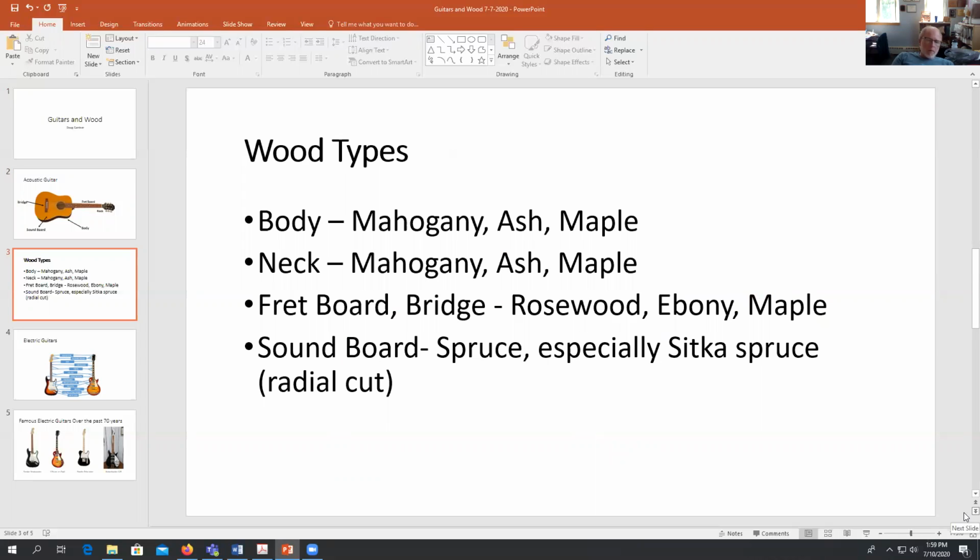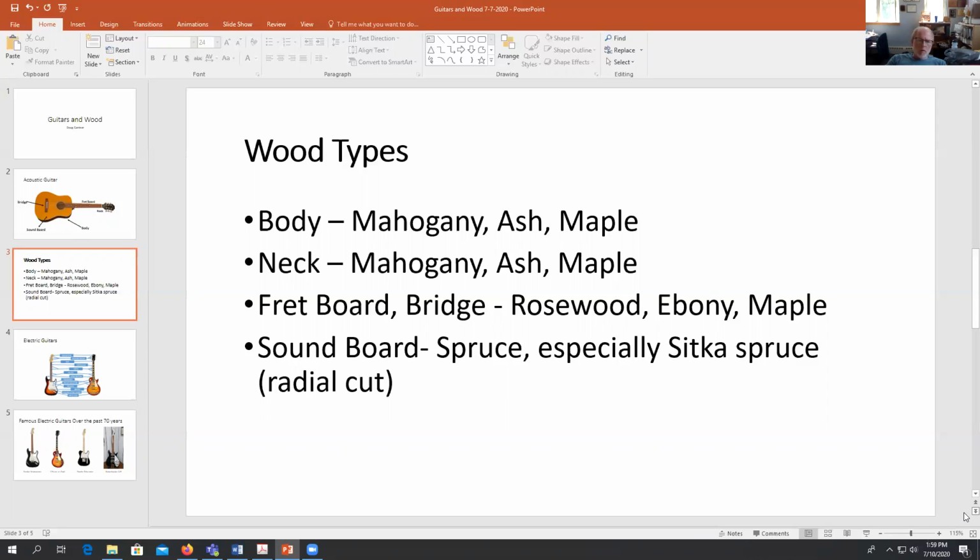Now, typical wood types, I could probably spend an hour talking about different types of wood, but for the most part, we can break it down into a few important species that go into making the guitar. For the body, typically it would be mahogany or ash or maple. For the neck, similarly, mahogany, ash, or maple. And for the fretboard and the bridge, where the strings interact, it would be rosewood or ebony or maple.